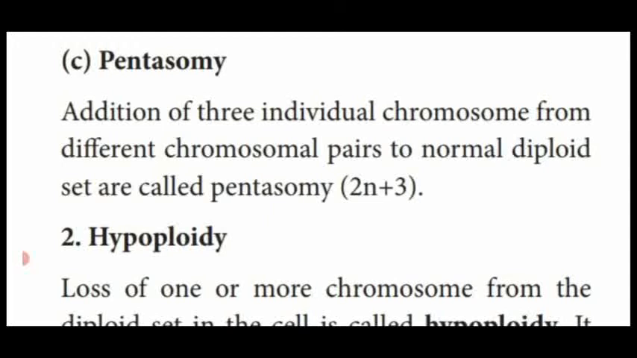So up to this we have seen hyperploidy and its types. Once again, what is hyperploidy? Addition of one or more chromosomes along with the diploid set of chromosomes in an organism is known as hyperploidy, divided into three types: trisomy, tetrasomy and pentasomy.